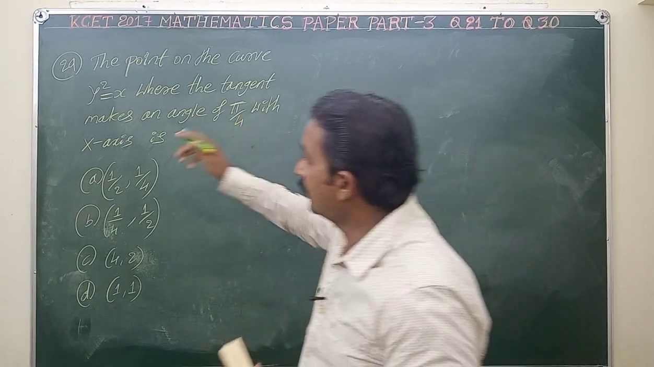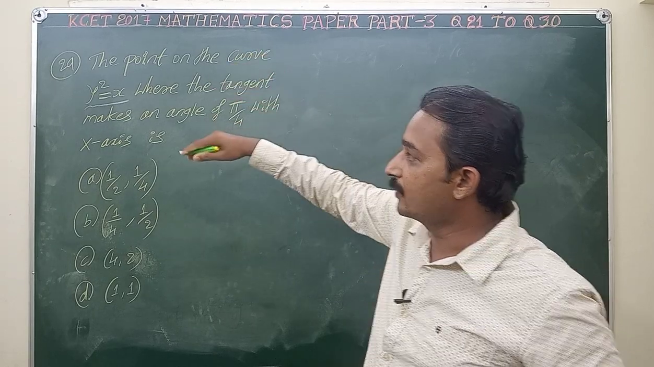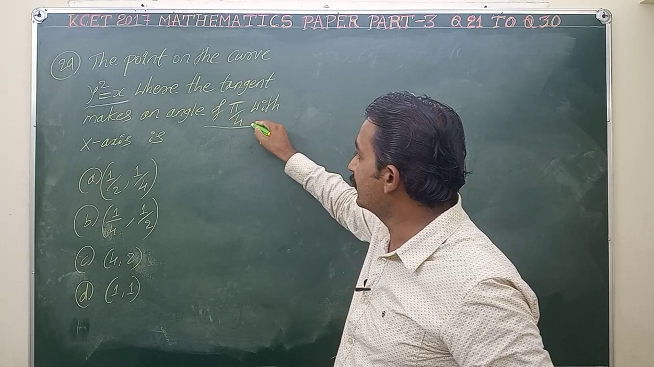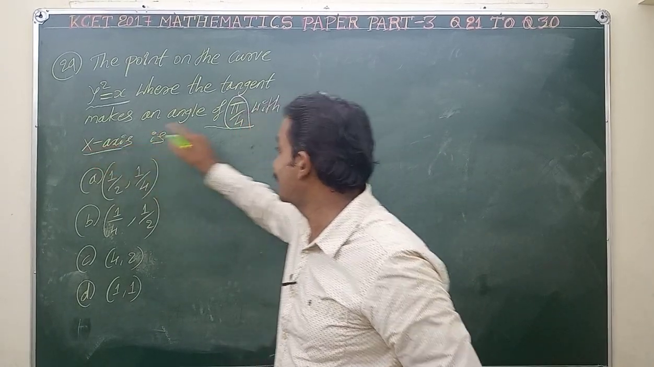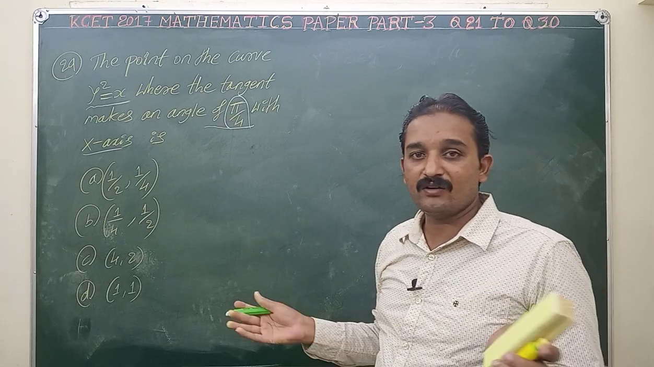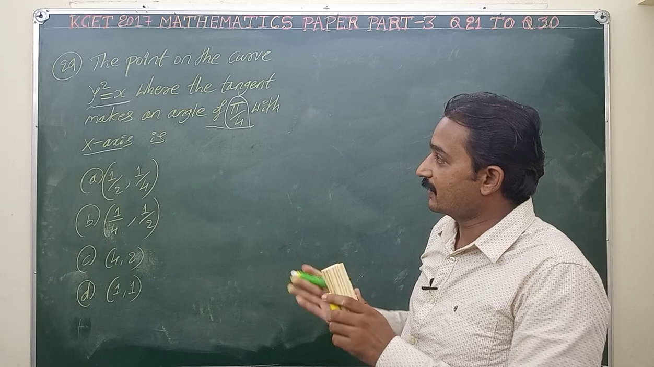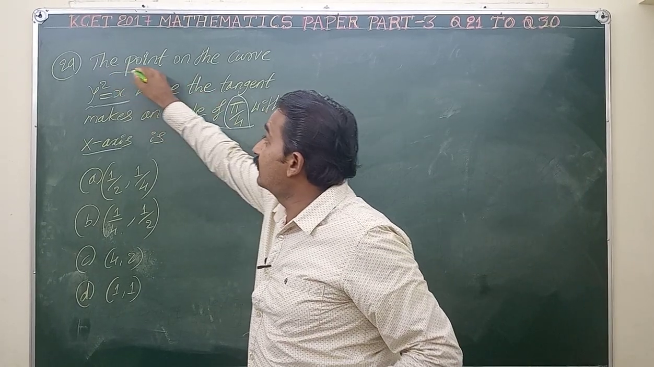The point on the curve y square is equal to x, this is the curve, means parabola, positive x-axis orientation, where the tangent makes an angle of pi by 4 with the x-axis, which is important. It is the inclination. It is a mixture of both first year and second year concepts. So using the first year and second year concepts, we have to find out the point of contact.